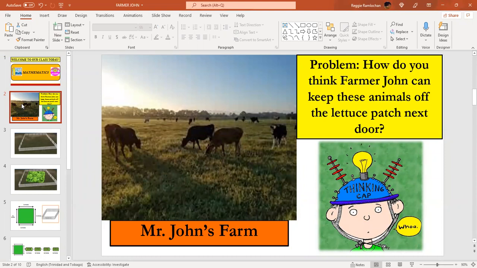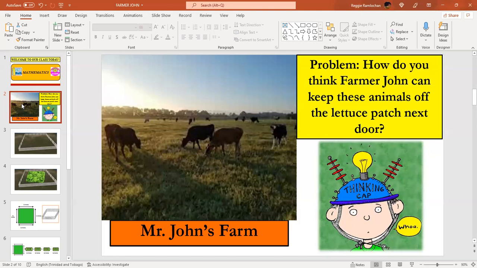Miss, well, miss, you could stand up and watch them the whole day. Now, let's put on our thinking caps. Think a bit harder. Miss, you could build a fence around the garden, you know. Right, excellent, Brandon. Yes, he can build a fence.